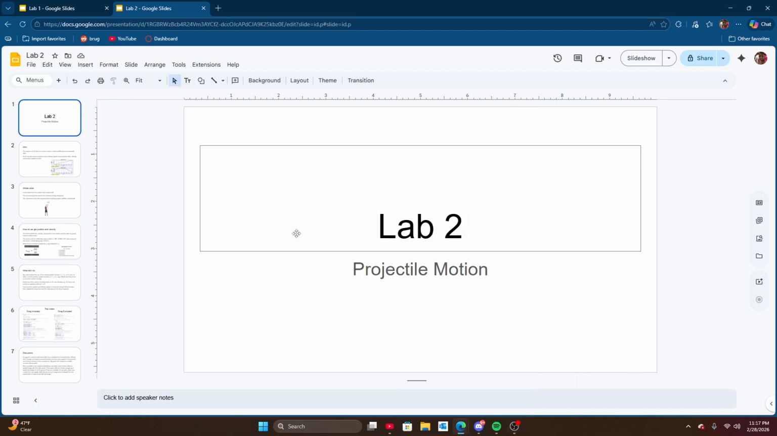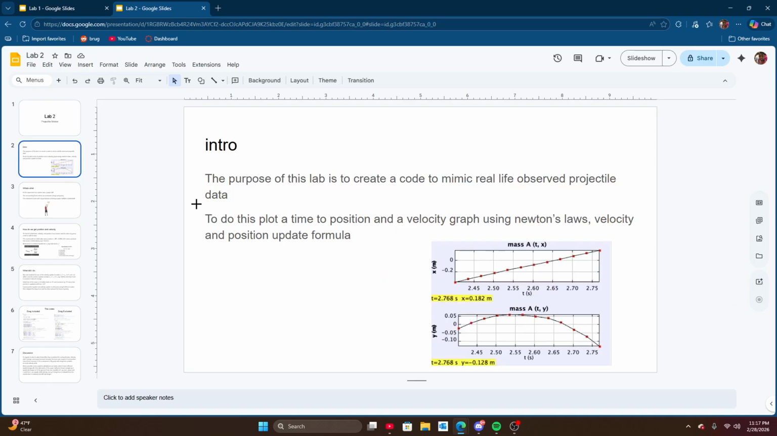Here we are in Lab 2, Projectile Motion. Intro to this lab. The purpose of the lab is to create a code that mimics real-life observed projectile data. To do this, apply the time-to-position and velocity graphs using Newton's laws, the velocity and position update formulas. And these are the graphs of position to time.